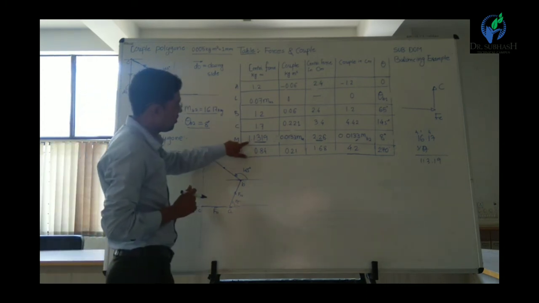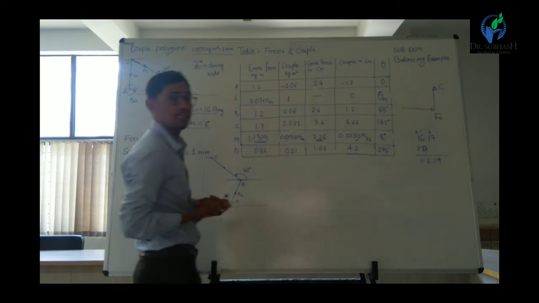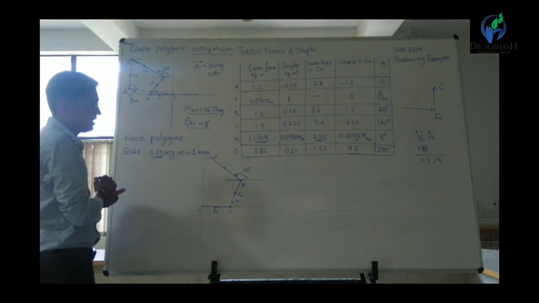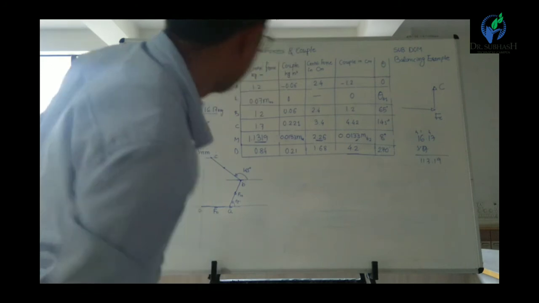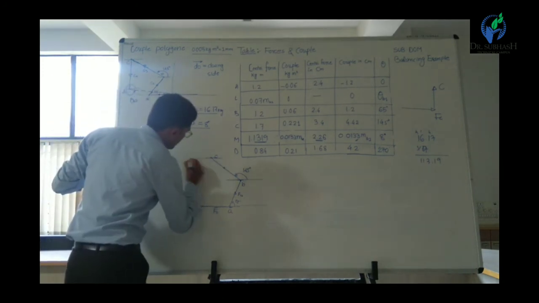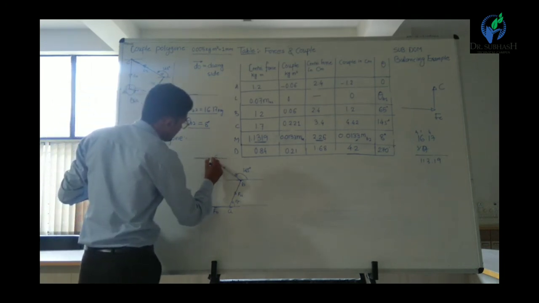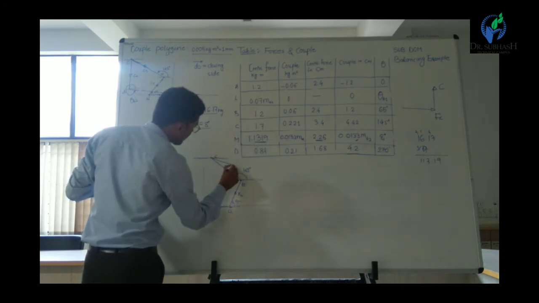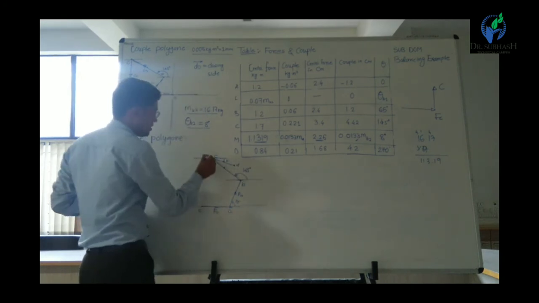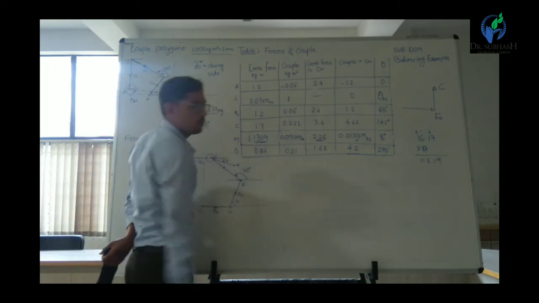Okay, the next one is 1.1319. This is our magnitude, and if we convert it with the scale, then it will be 2.26 centimeter at an angle of 8 degree, but 8 degree in the clockwise direction, or we can say 352 degree. So if we draw this line having length 2.26, this is our D point, and this angle is 8 degree, or this angle will be 352 degree, and this CD line is equivalent to 2.26 centimeter.